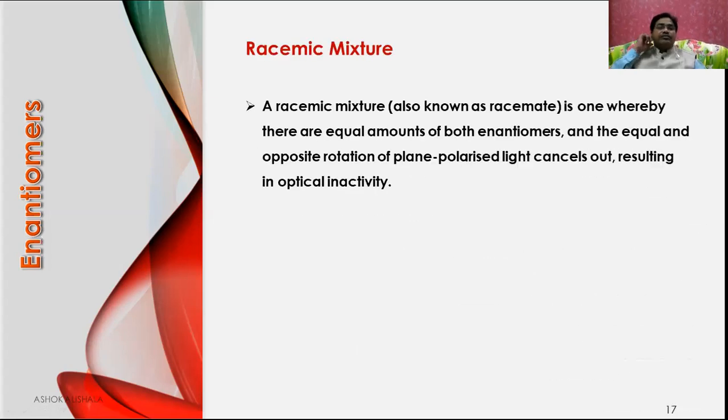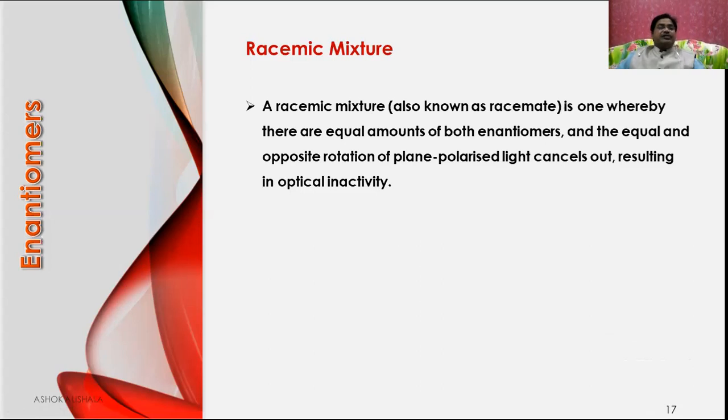Then what is a racemic mixture? A racemic mixture, also known as a racemate, is one whereby there are equal amounts of both enantiomers, and the equal and opposite rotation of the plane polarized light cancel out, resulting in optical inactivity.